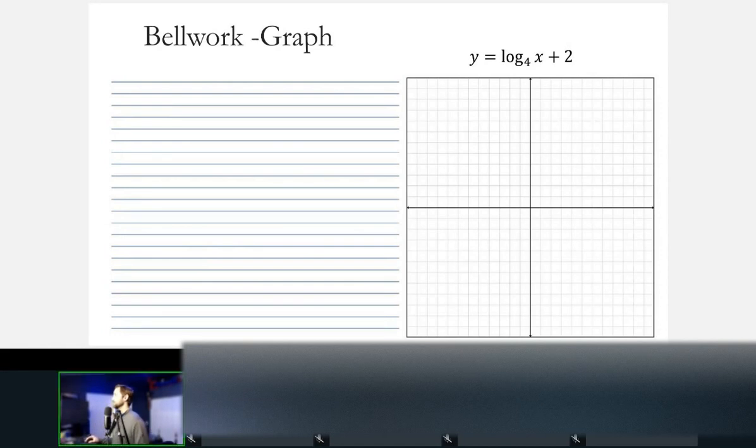All right. Everyone quickly do this problem, and give me a green check when you are finished. Yeah, sorry about that.